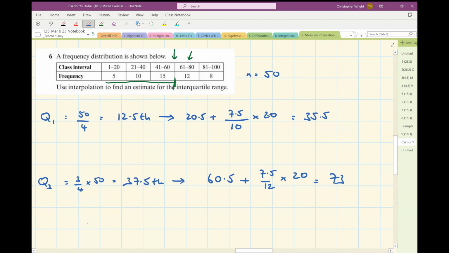So now I can find the interquartile range. It'll be Q3 subtract Q1. Gives me an interquartile range of 37.5. And that is question 6.